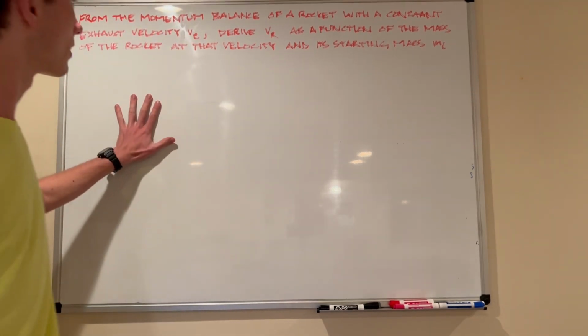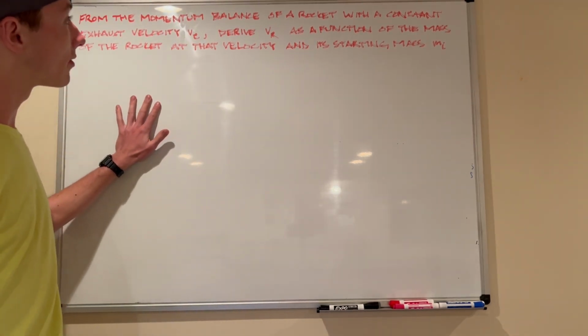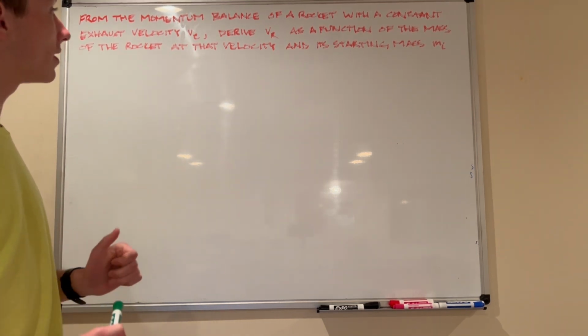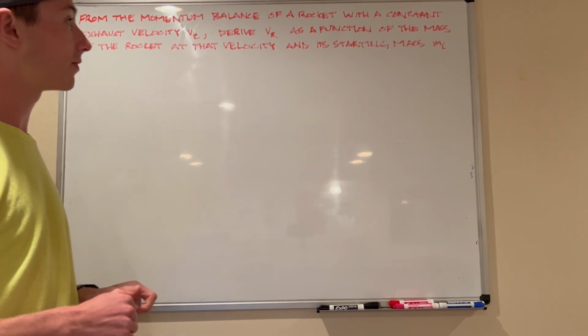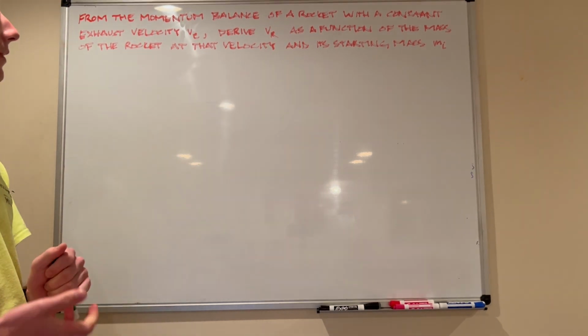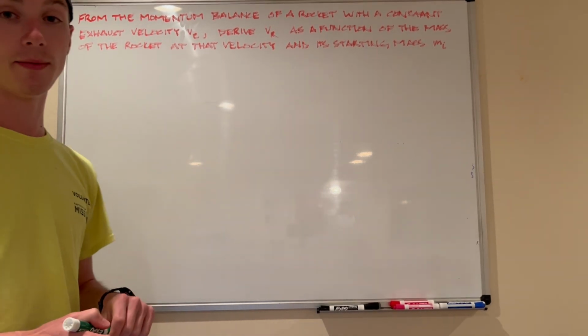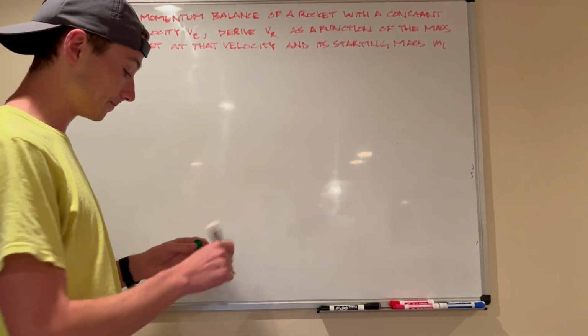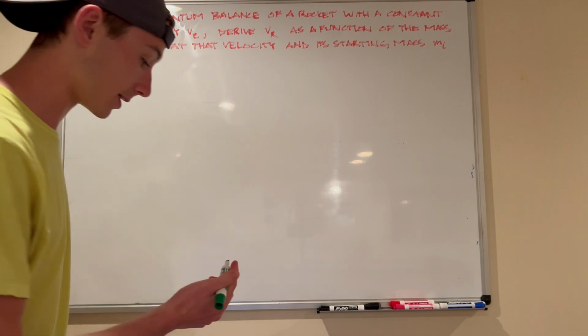So I've written it up on the board here. We have, from the momentum balance of a rocket with a constant exhaust velocity, VE, derive VR, which is the velocity of the rocket, as a function of the mass of the rocket at that velocity and its starting mass, MI. Okay, so let's go ahead and start out by writing our momentum balance here.